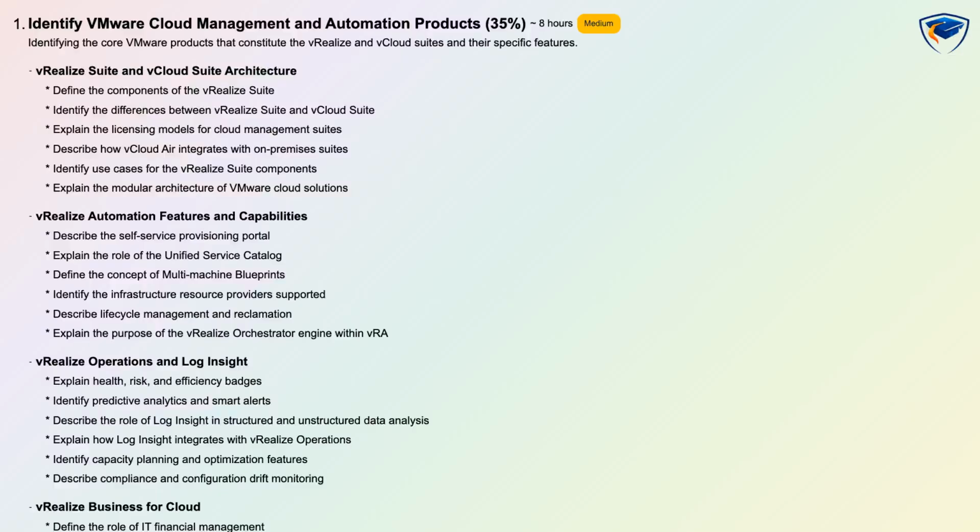The domain also covers vRealize automation features such as the self-service provisioning portal, the unified service catalog, multi-machine blueprints, supported infrastructure resource providers, lifecycle management, reclamation, and the vRealize orchestrator engine.